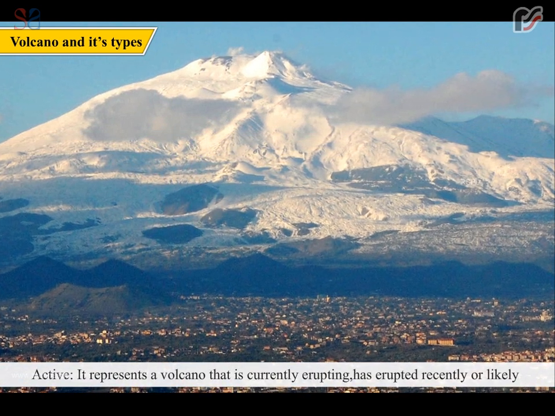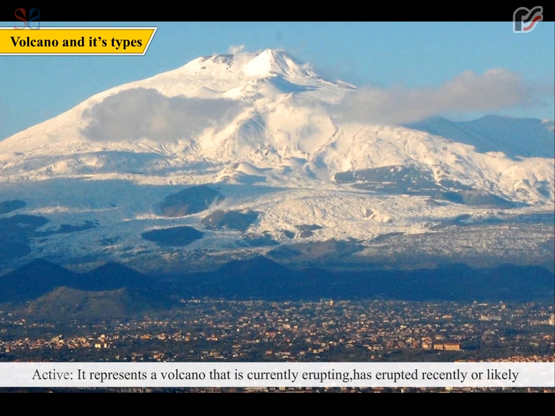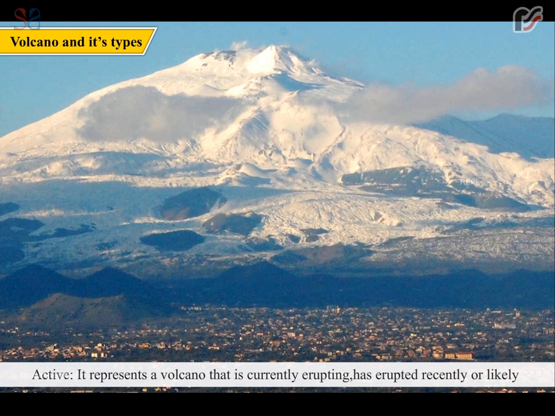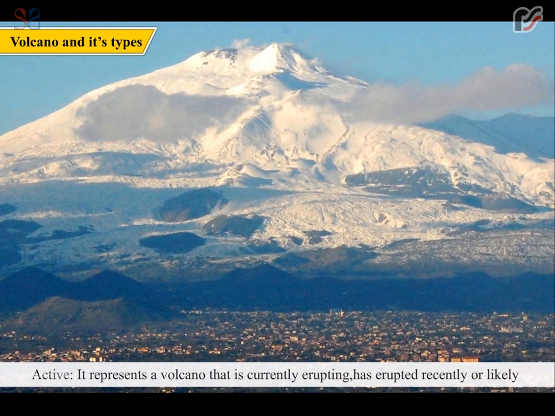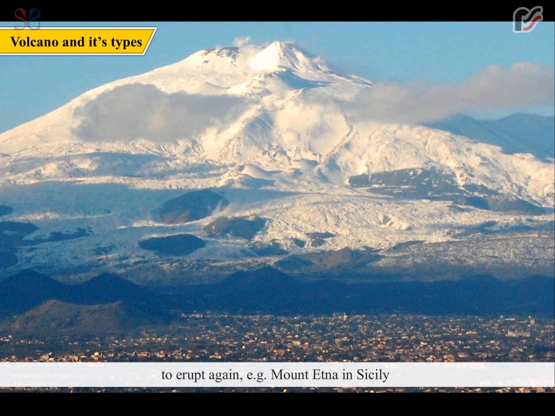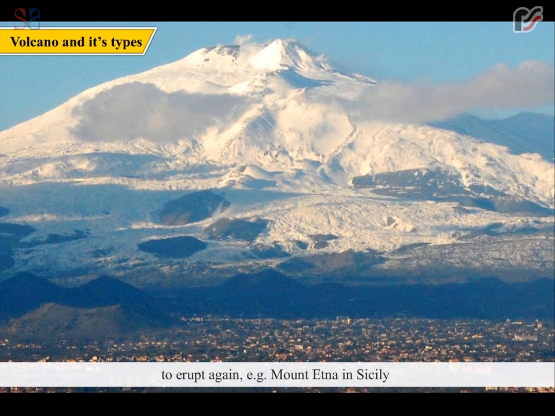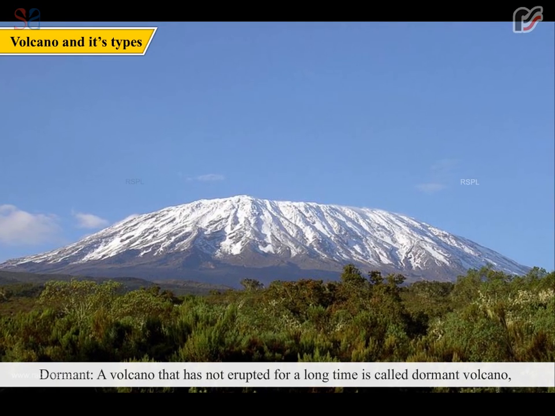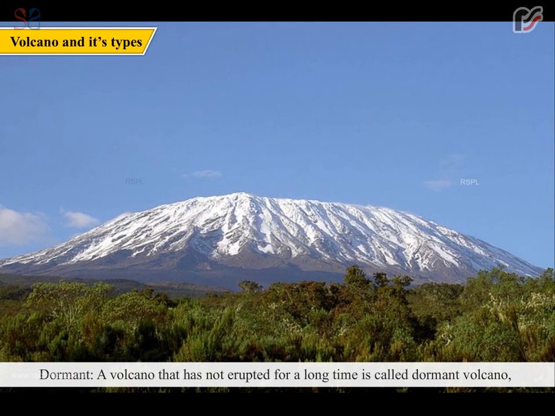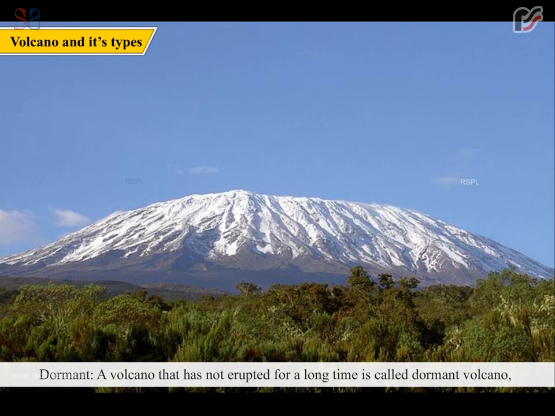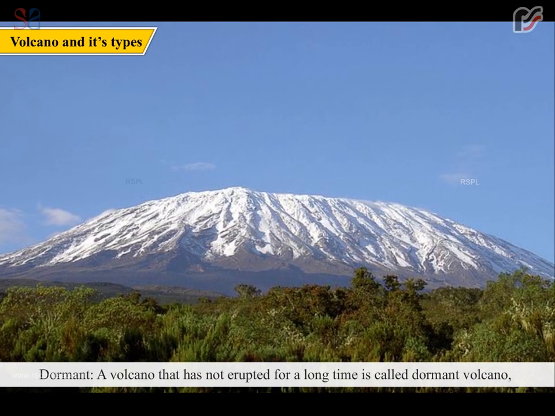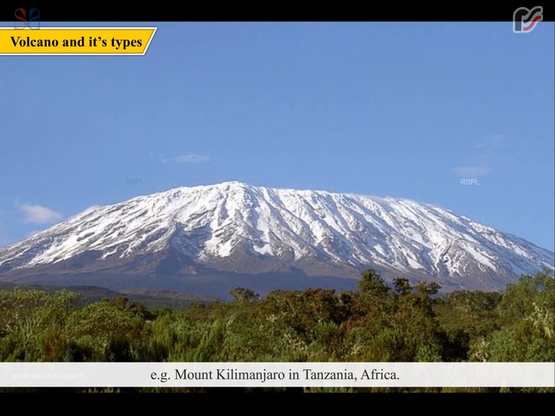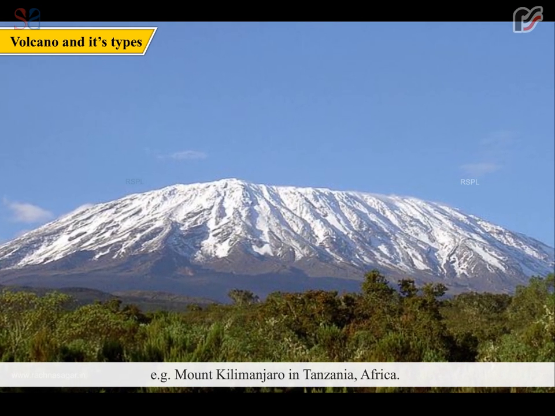Active. It represents a volcano that is currently erupting, has erupted recently, or likely to erupt again. Example: Mount Etna in Sicily. Dormant. A volcano that has not erupted for a long time is called dormant volcano. Example: Mount Kilimanjaro in Tanzania, Africa.